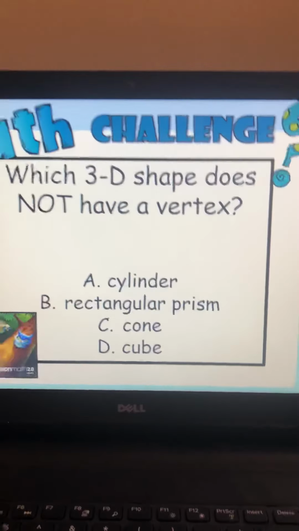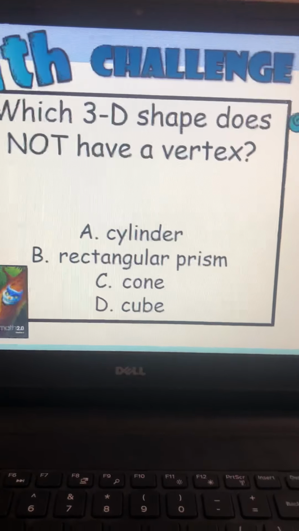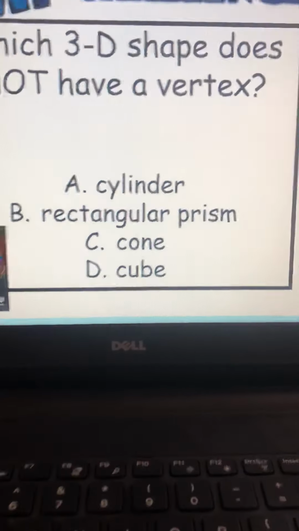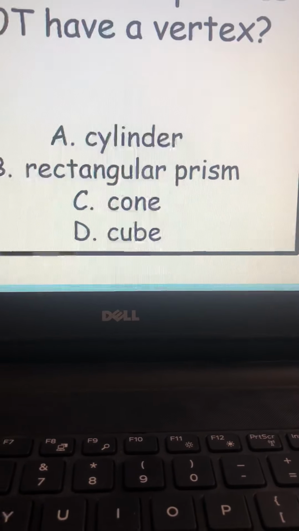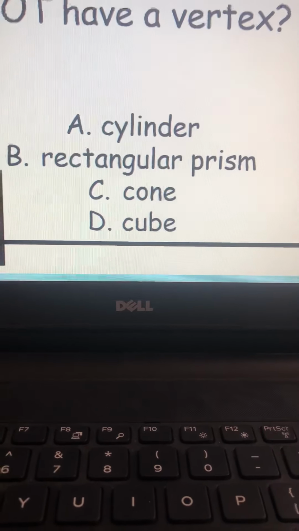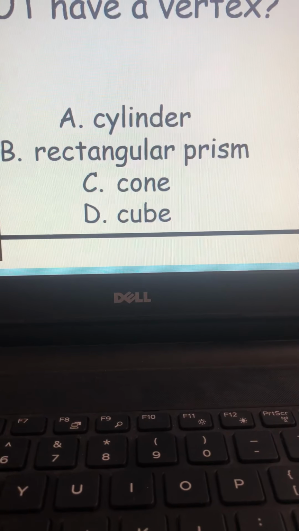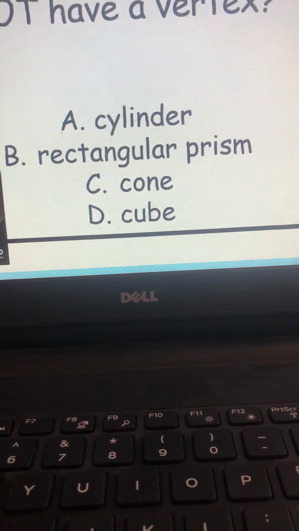And then finally, what 3D shape does not have a vertex? Remember, the vertex just means one vertice. So cylinder, if you forget what a cylinder is, like a can.